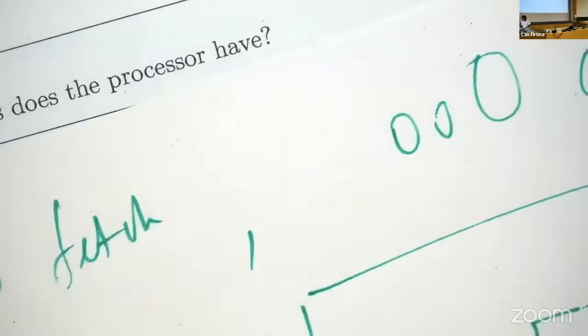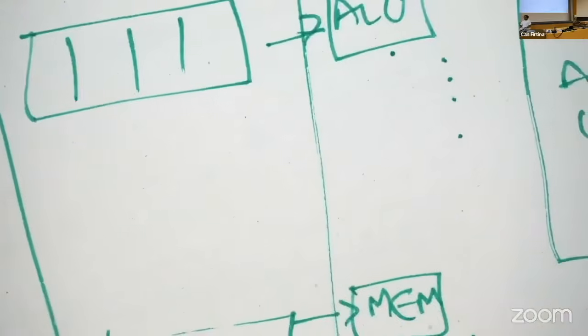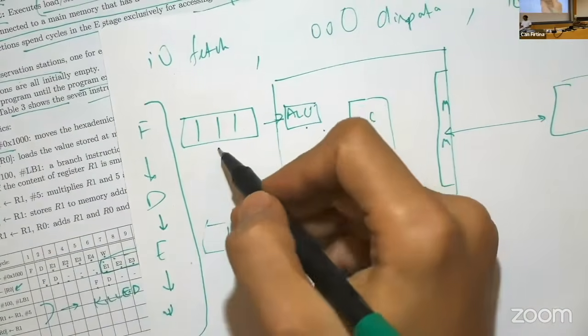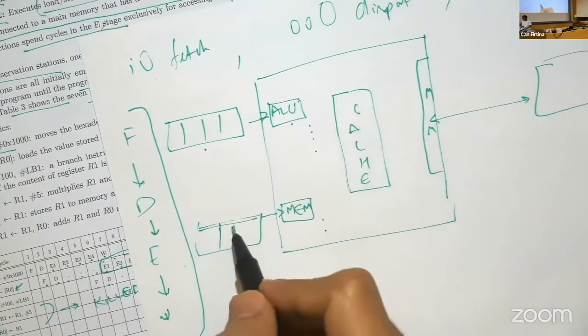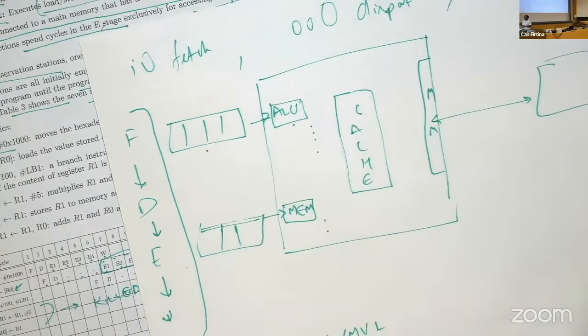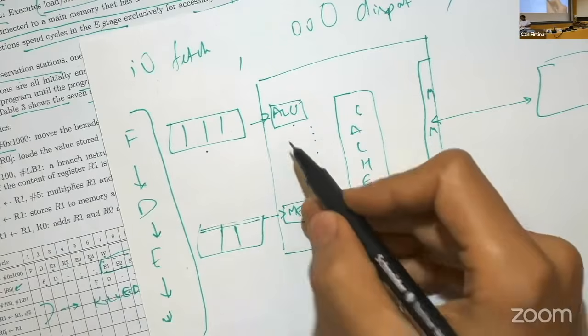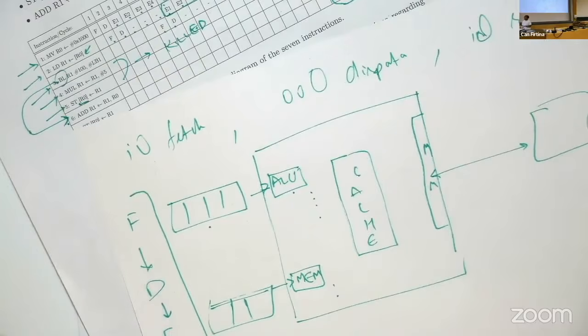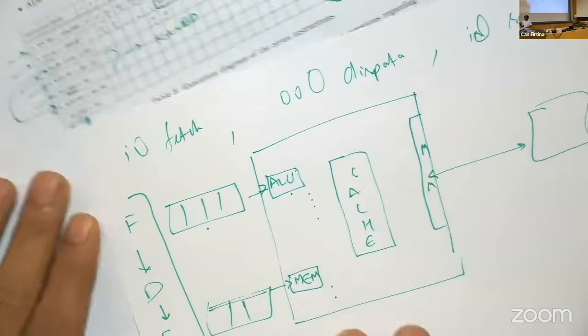What is the number of entries in each reservation station? Do you remember the reservation stations that we saw? Yes. These reservation stations are used to store the instructions before they're scheduled for execution on the ALU or the memory. What is the size of this reservation station? The size of this reservation station is the number of instructions that are executing concurrently. What do I mean by concurrently?